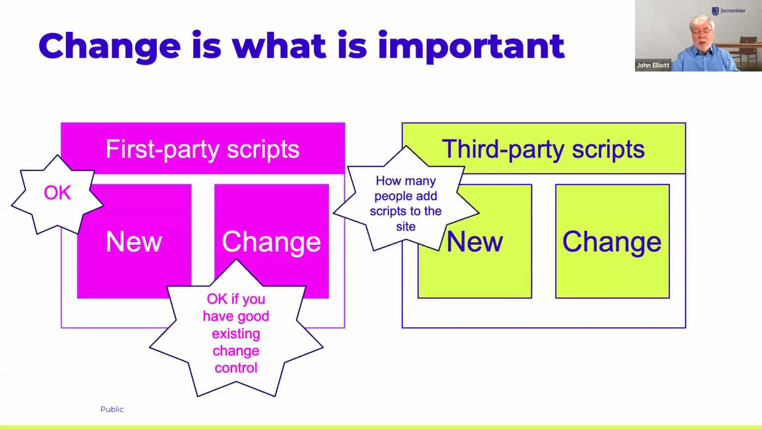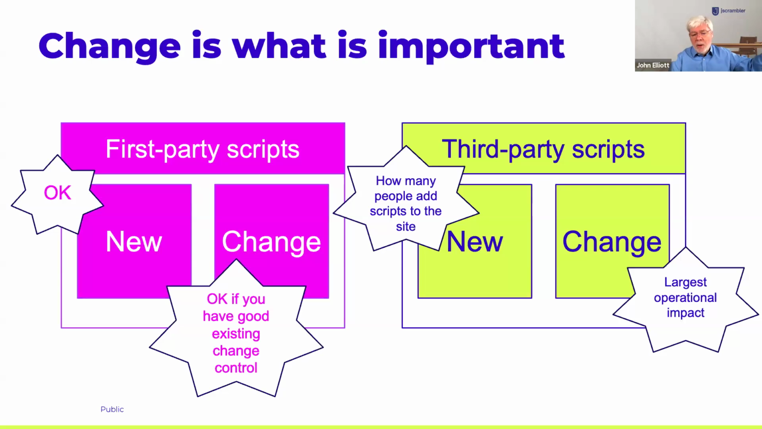When it comes to third-party scripts, that's scripts that come from domains you don't own, such as Google Tag Manager, lots of other places on the internet. The first challenge you have is to work out how many people can add scripts to the site. If they're using a tag manager, that could be an awful lot of people in marketing and digital departments. So that's a business process problem. But the really largest operational impact we've seen is when you have a lot of third-party scripts that are not part of any third party's change control process. So those third-party scripts will change when the third party wants.